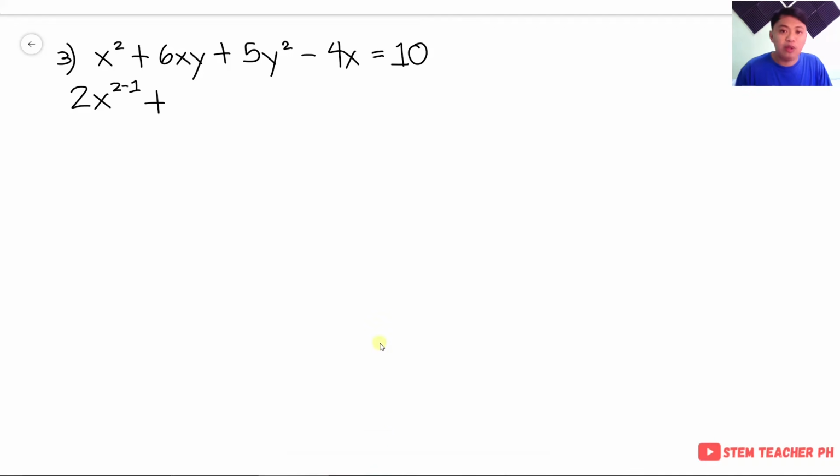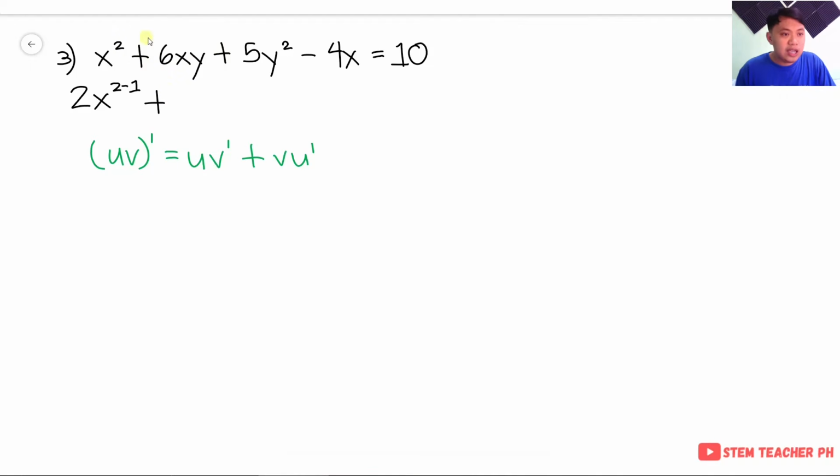If we are given two functions, say u and v, then when we take the derivative of uv, (uv)' is equal to: copy the first, times the derivative of the second, so we have v prime, plus we copy the second function and multiply it by the derivative of the first. So, this is what we will do for 6xy.